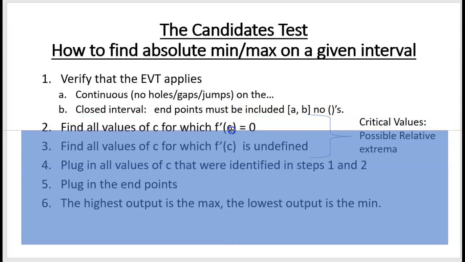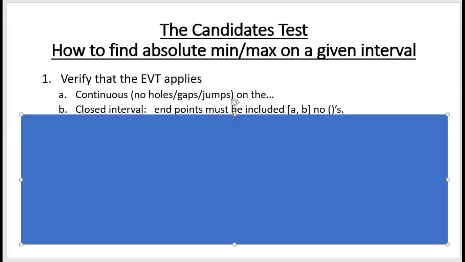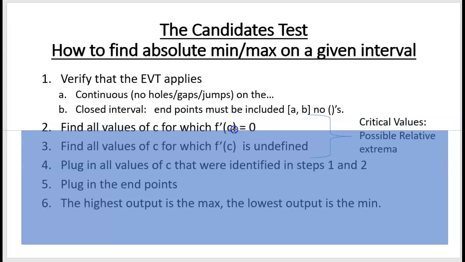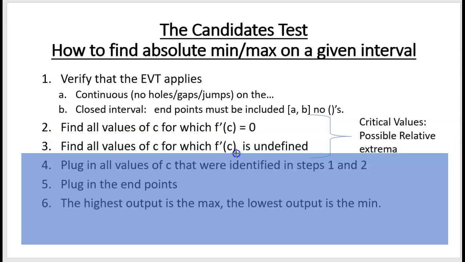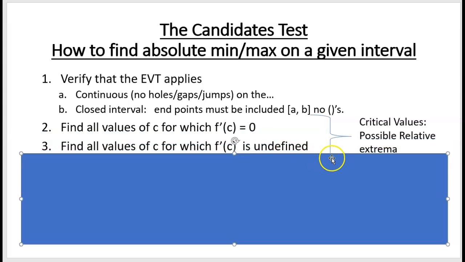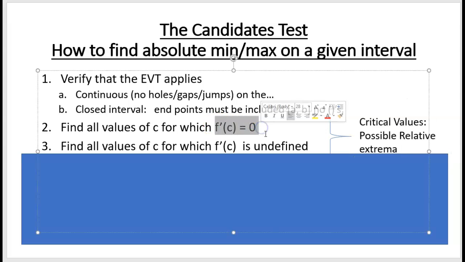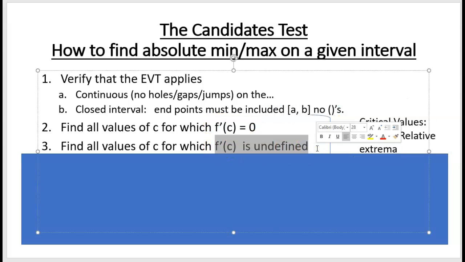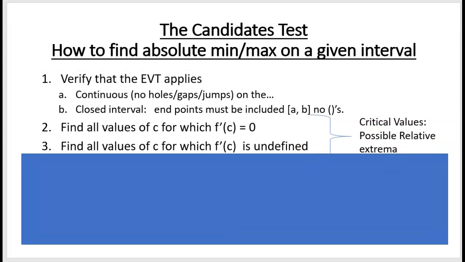Now, after that, we're going to start looking for our candidates. Remember, as I told you guys, there's two candidates. There's endpoints and there's relative extrema. So first of all, how do we find our relative extrema? Well, last class, we learned how to find relative extrema. What you do is you look for critical values. Critical values are where either the derivative equals 0 or where the derivative is undefined. So we're going to find all those places where the derivative is undefined and where it's 0. These are places where maybe we have a relative extrema. If there's a relative extrema on this graph, it has to happen at one of these places.